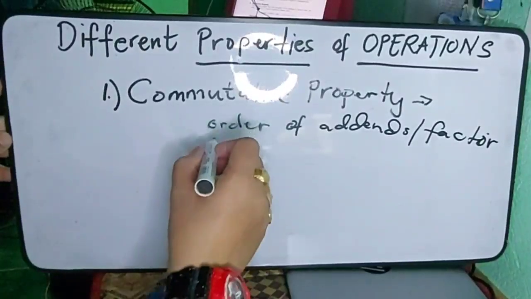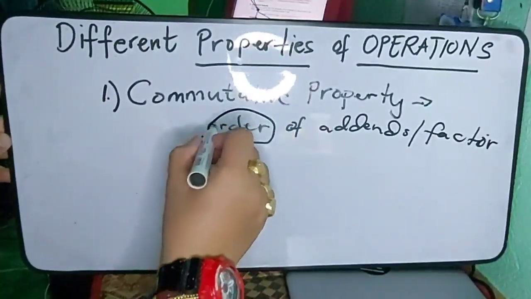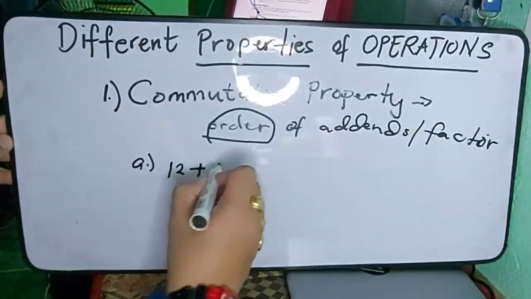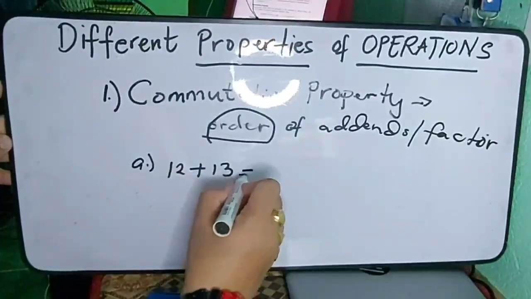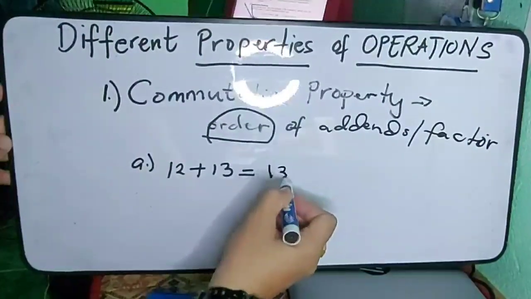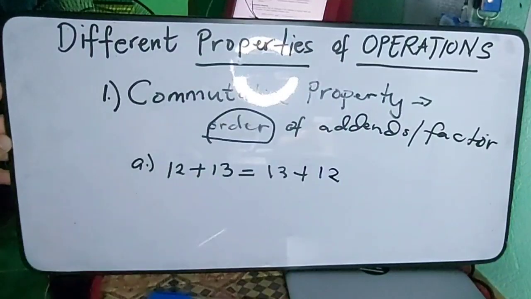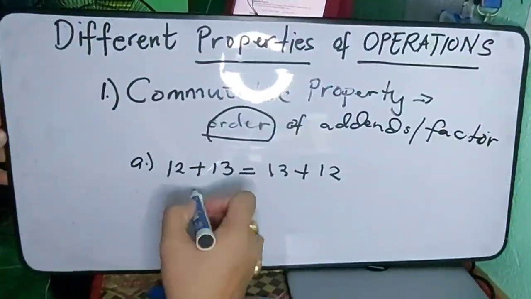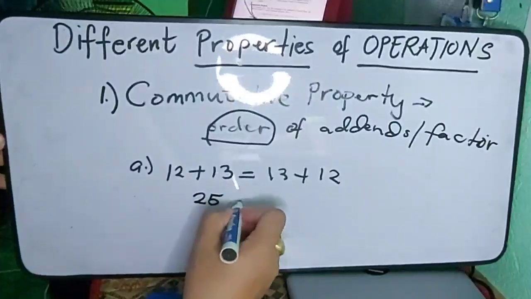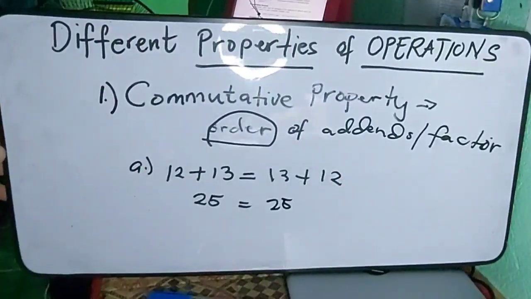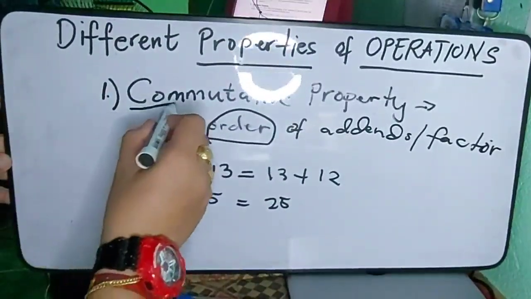For example, 12 plus 13 is equal to, let's just rearrange the order, 13 plus 12. If you perform this, it will give you the same result. 12 plus 13, what is the answer? 25. And 13 plus 12, what is the answer? 25. So that is what we call the commutative property.